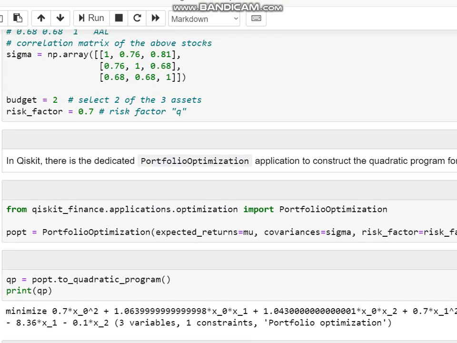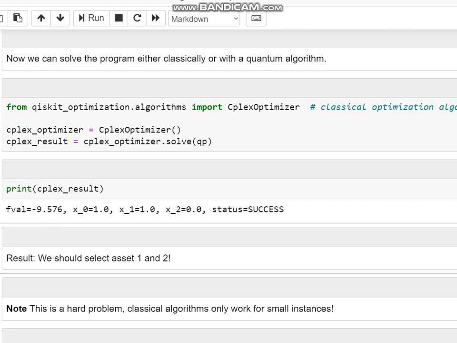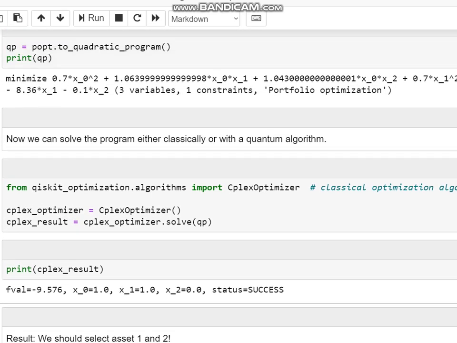And then you go down, po.to_quadratic_program and print it. So what we're doing is minimizing this equation. So it's 0.7 times the first one squared plus 0.6, and on it goes. That's just so you can see the equation there, for those who are interested. So it says we've got 3 variables, 1 constraint, portfolio optimization.